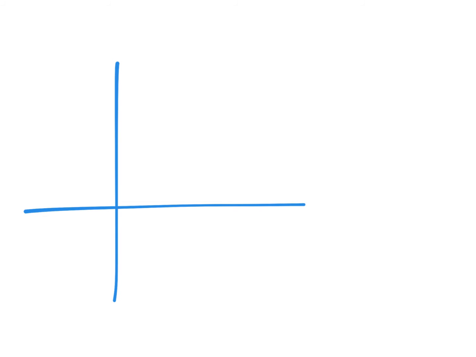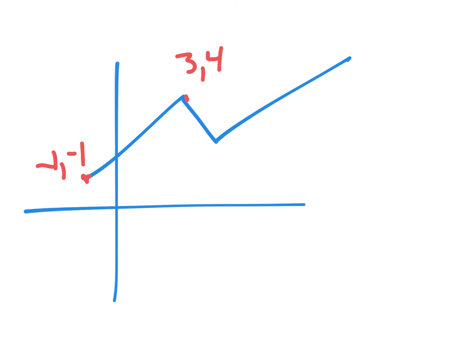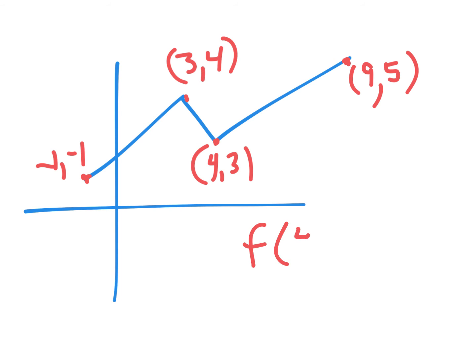So, one last thing is if you have a picture. What if you have a picture, and the picture looks like this, and then they say, this is the point -1, -1. This is the point 3, 4. This is the point 4, 3. And this is the point 9, 5. What's f of 4? Can you do the graph kind? In a moment, I'm going to ask you to write down f of 4 equals, and let's say you think it's 17. Write it down.